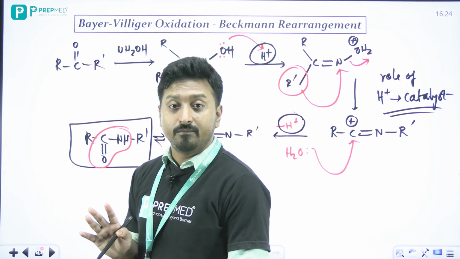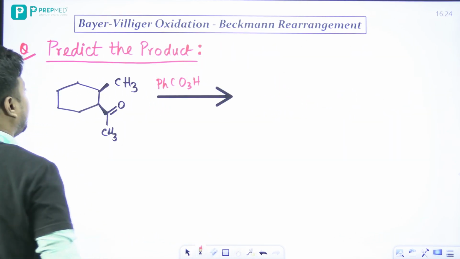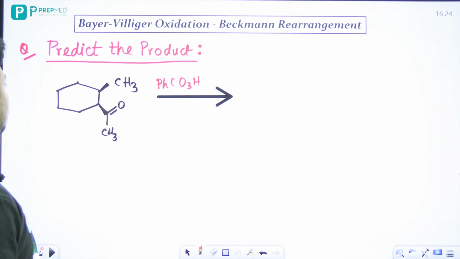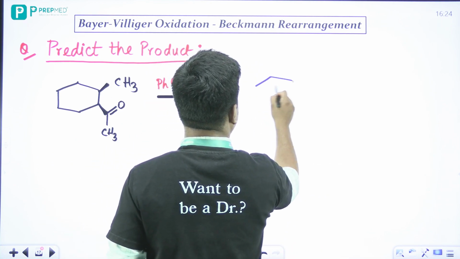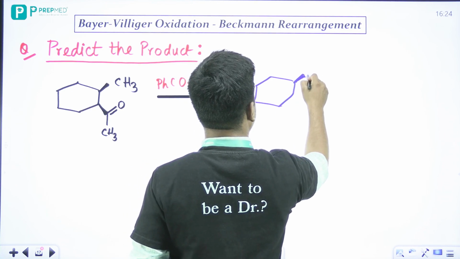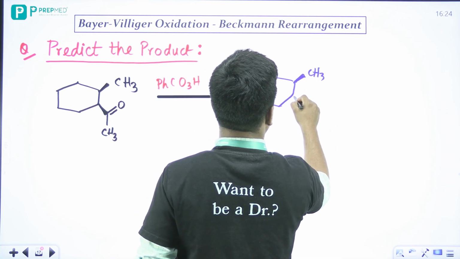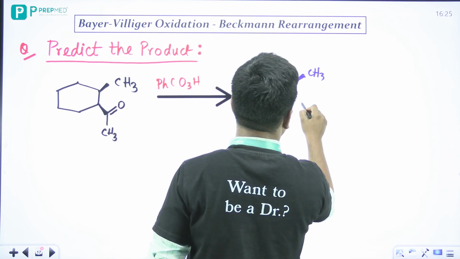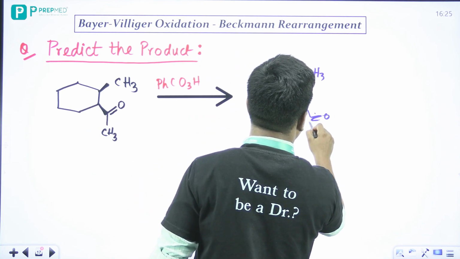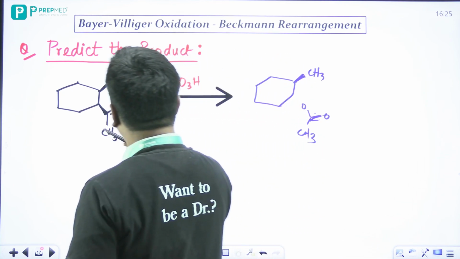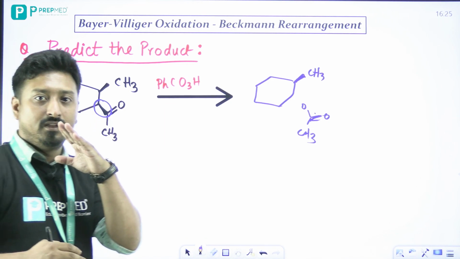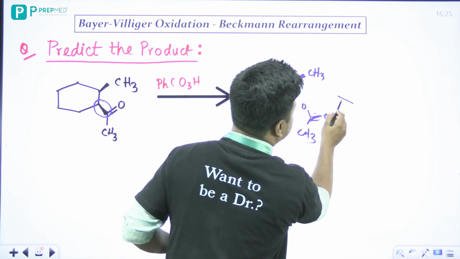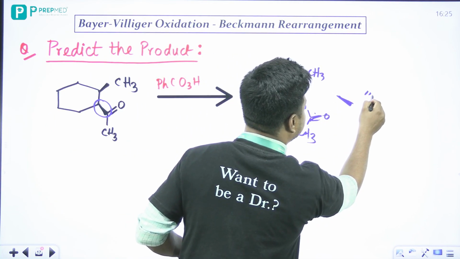Okay beta, very simple. Let us look at an MCQ. The question is: predict the product. Now you know, sir, this is very simple. The product will be like this, sir. Here in between there will be an oxygen and double bonded O CH3. But beta, my question is, this bond is above the plane. Now will it stay above the plane, or will it be below the plane?